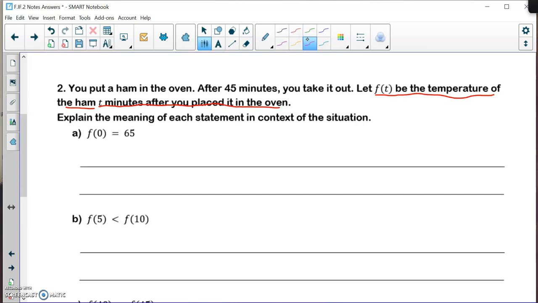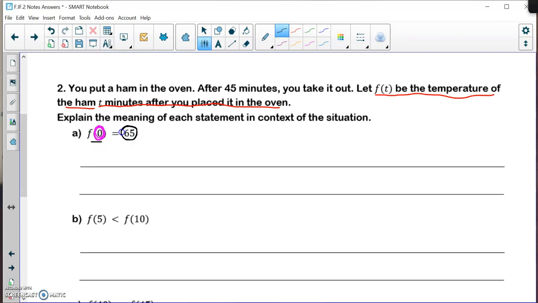So we want to explain the meaning of each statement in the context of the situation. So F of 0, the 0 represents your X value, in this case T, and T stands for the minutes you placed it in the oven. So right now you have the ham in the oven for 0 minutes. And F of 0 equals 65.